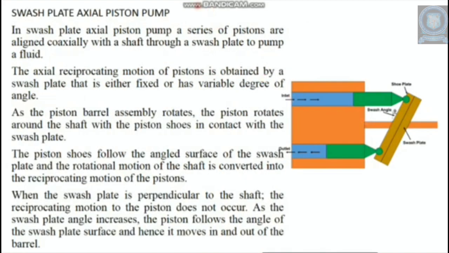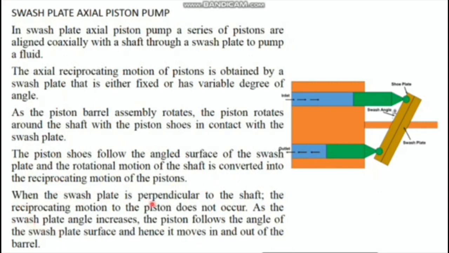Then you can see the swash plate axial piston pump. This is similar to the bend axis pump. In the swash plate axial piston pump, a series of pistons are aligned coaxially with a shaft through a swash plate to pump a fluid. As the piston barrel assembly rotates, the pistons rotate around the shaft with the piston shoes in contact with the swash plate. The piston shoes follow the angled surface of the swash plate, and the rotational motion of the swash plate is converted into the reciprocating motion of the pistons.